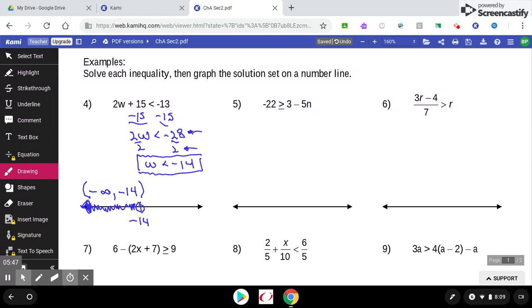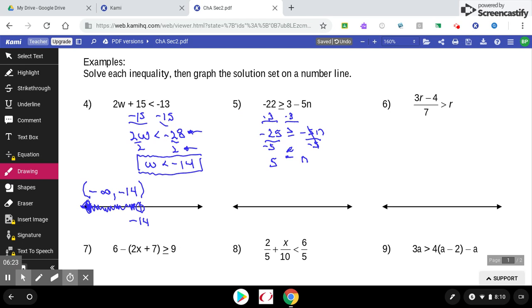All right, number 5. Again, always want to start with the add and subtract stuff, so I'm going to get rid of this 3 first. I got negative 25 is greater than or equal to negative 5n. So I'm about to divide by a negative, so I'm going to go ahead and do it. That sign is going to get switched around because I'm dividing by a negative. Sorry about my terrible symbol. So divide those two, I get a 5, and the negative 5s cancel, and I've got this.